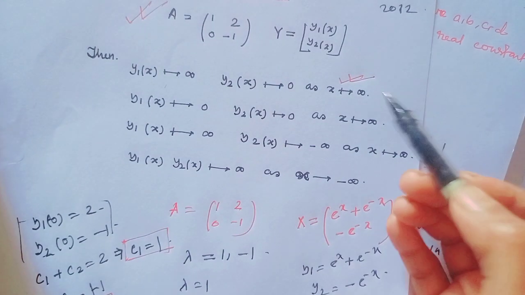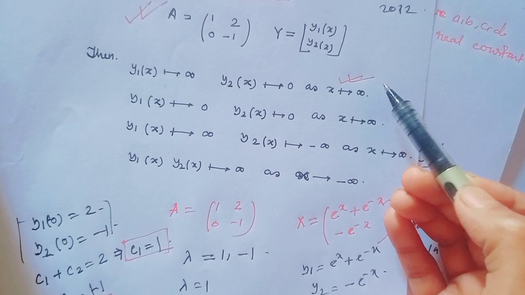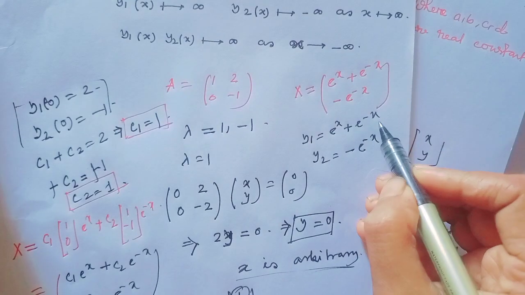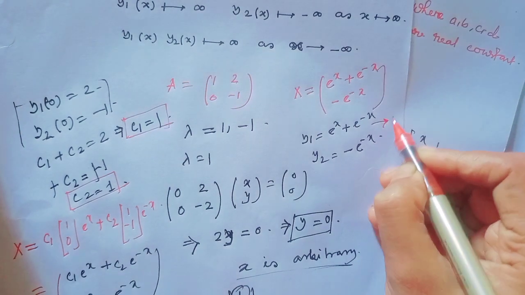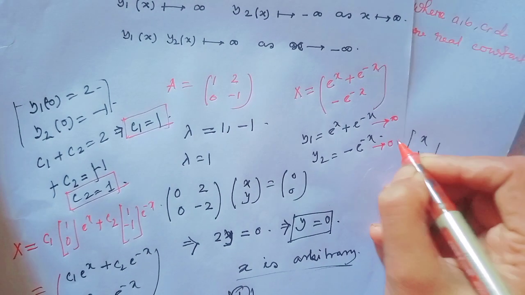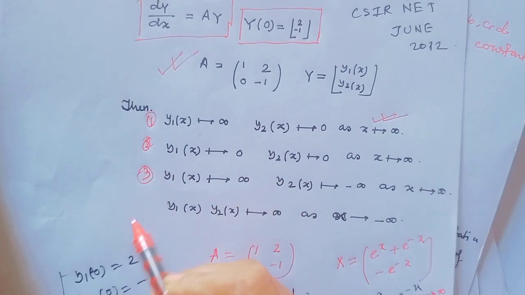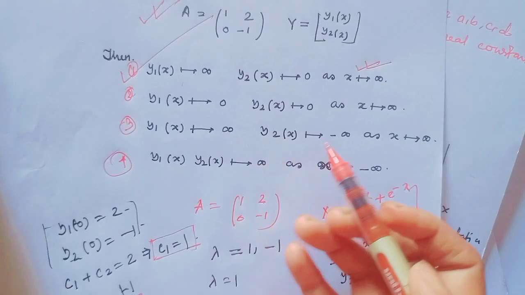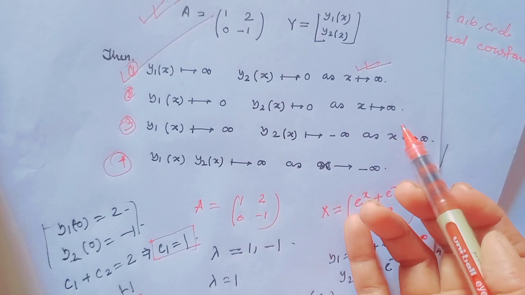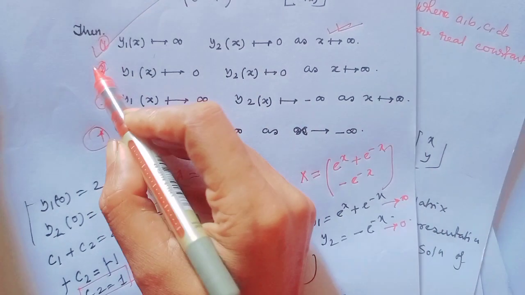When x tends to infinity, y1 tends to infinity and y2 tends to 0, because this is e to the power minus x. So option 1, among 1, 2, 3, 4, is the right option. Second, when x tends to infinity, y1 tends to 0 and y2 tends to 0. This is the wrong option.